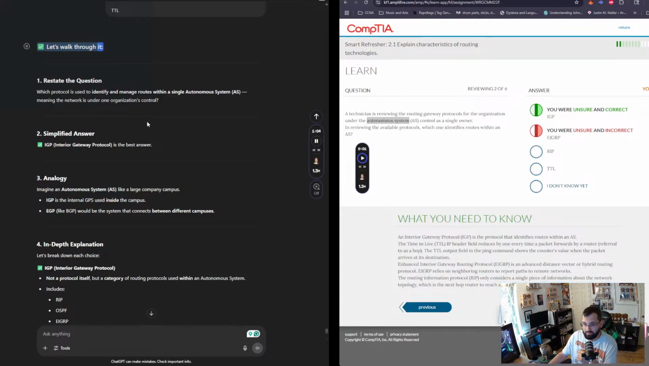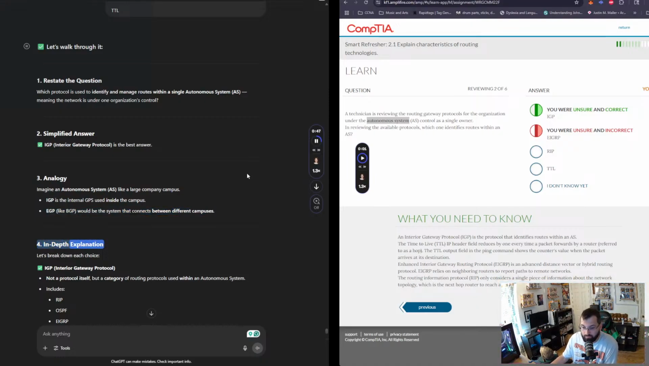Let's walk through it. 1. Restate the question. Which protocol is used to identify and manage routes within a single autonomous system, AS, meaning the network is under one organization's control? 2. Simplified answer. IGP, Interior Gateway Protocol, is the best answer. 3. Analogy. Imagine an autonomous system as a large company campus. IGP is the internal GPS used inside the campus. EGP, like BGP, would be the system that connects different campuses.